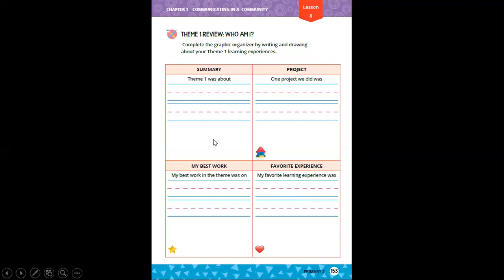Let's remind ourselves. Theme 1 was about a day in my life. Do you remember the daily routine and taking care of me? Then we studied when I grew up. So, what is the project we did on this theme? Yes, it was a bird showing its body parts. Excellent.